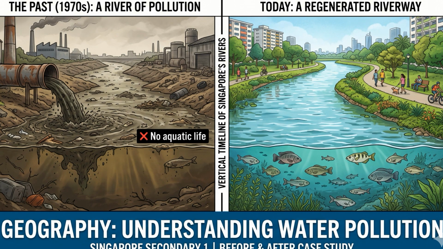In the 1970s, the Singapore River was biologically dead, no fish, black water. Industrial waste, pig farm effluent, and open sewage had turned it into one of the most polluted waterways in the region. Today, the same river supports fish, herons, kayaks, and thousands of park visitors every day. What changed? That transformation is what this video is about.